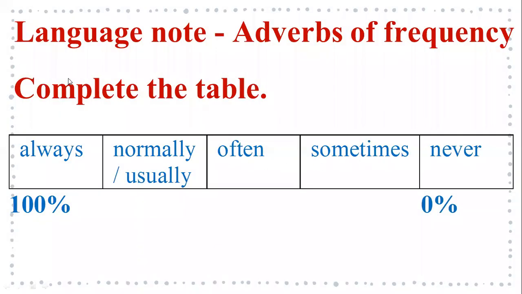Now, I'd like you to pay attention to the language note on adverbs of frequency. Who can complete the table with the percentages? Now, always, 100%. What about normally and usually? Okay, 90%. And what about often? That's right, 75%. Now sometimes, okay, 50%, and never, 0%. Okay, now take note please.